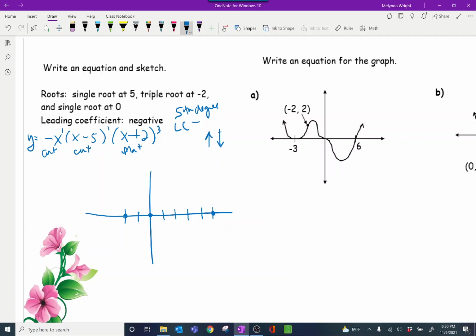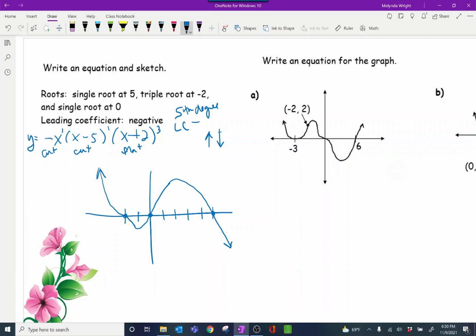At 0, it's a cut through, so we're going to come through. And at 5, it's a cut through, so we're just going to go straight through. Yay, we did it. Okay, a couple more problems. We're just extending what we just did, just a little bit.